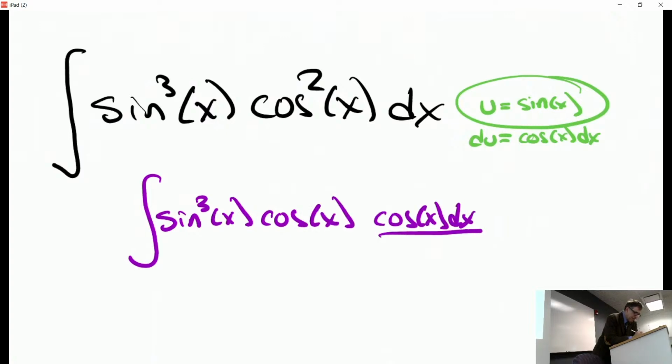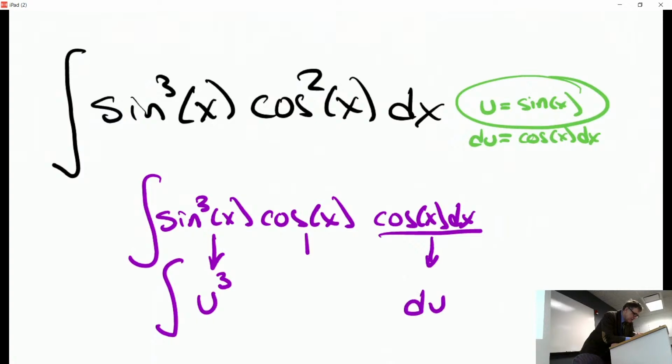You know how I am. I like to isolate the thing that I'm going to replace with du, get it all by itself, so that I can make my substitution nice and cleanly. So this sine cubed is u cubed. That's where that goes. This thing becomes du, but what does that become? That's the problem, isn't it? This one, I've got nothing for the cosine of x to become. What is it going to become?